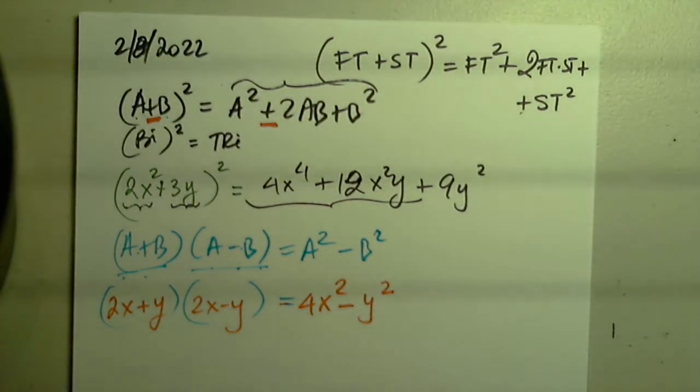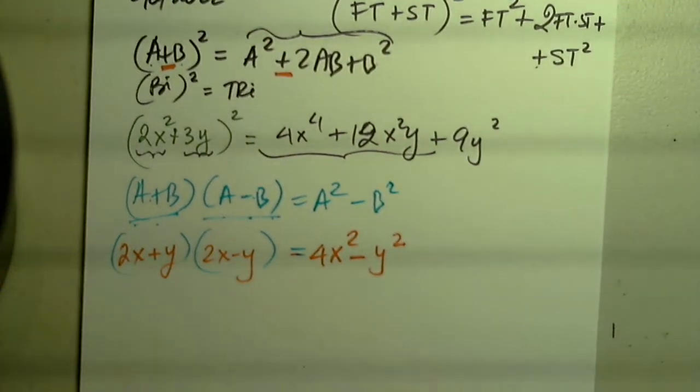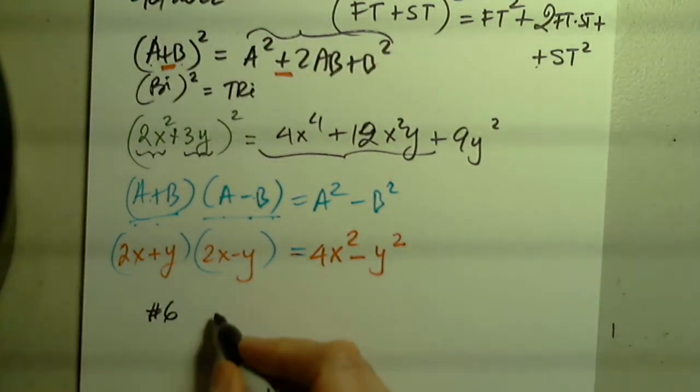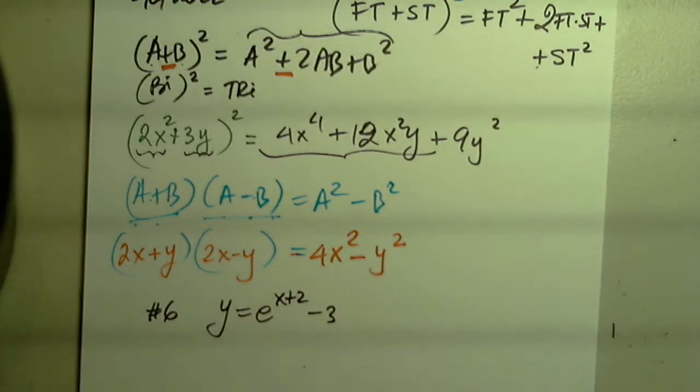Does that mean that we understand and we know all these? That would be awesome. Can we see number 6, please? Number 6. Thank you. Very good. So in number 6, let me copy it. And we have y equals e to the x plus 2 minus 3. It's a very good point, very good example, very good problem.